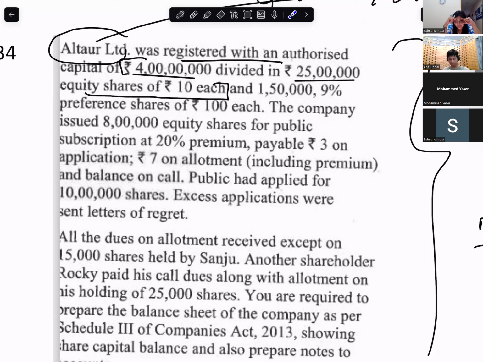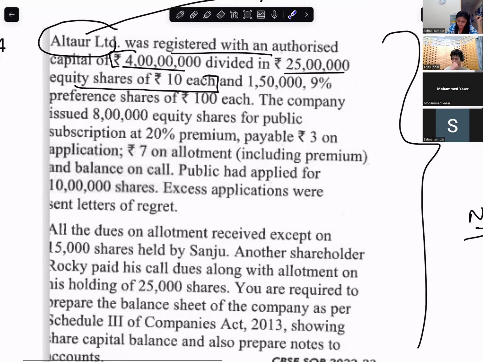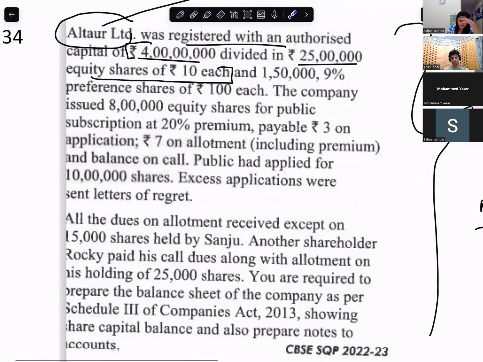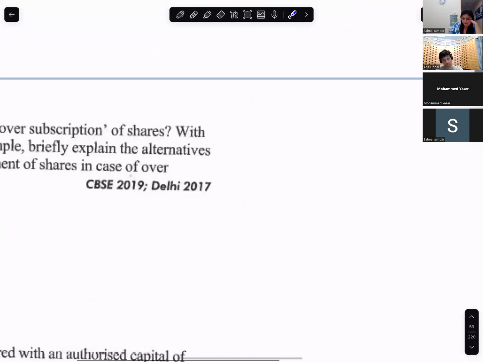Authorized share capital. You will write so and so number of shares of rupees so and so each. So you have how many shares? Okay, 25 lakhs. 25 lakhs what? Shares. Which one? Equity shares. So you will write equity shares.